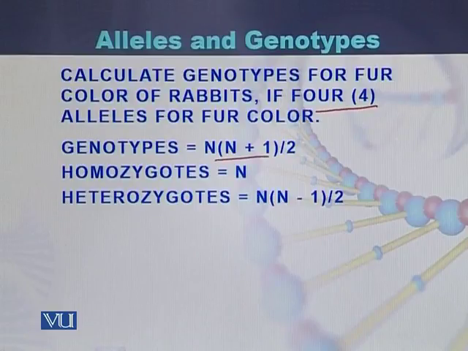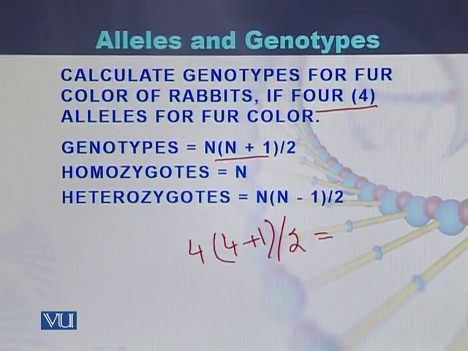Here, if we say that the alleles are 4, it means 4 into n plus 1, bracket close, divided by 2. So it will be 20 divided by 2. So there are 10 different genotypes.